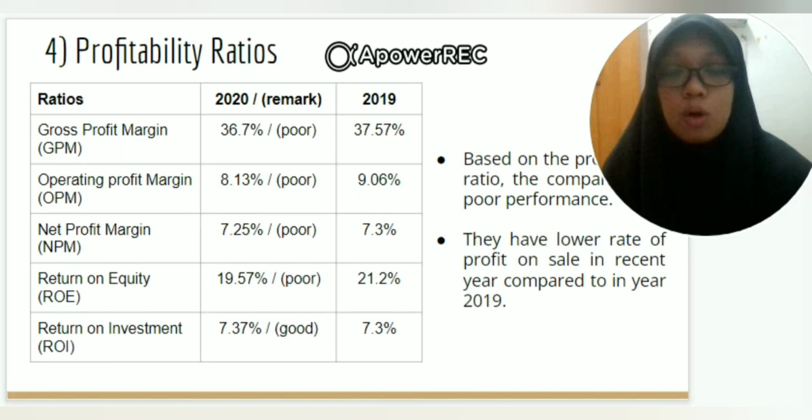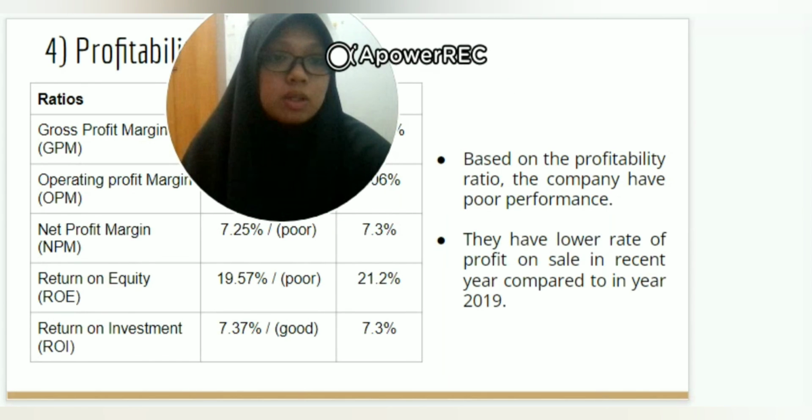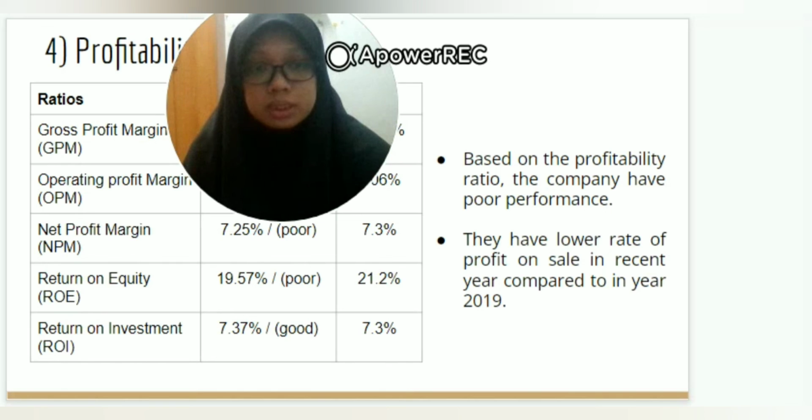The GPM, OPM, NPM, and ROE are all lower in the year of 2020 in comparison to the year 2019, except for the ROI or the return on investment, which has a slight increase of 0.07% in the year of 2020. Based on the profitability ratios, the company has poor management effectiveness. The company has poor performance. They have a lower rate of profit on sales in the recent year of 2020 compared to the year of 2019.